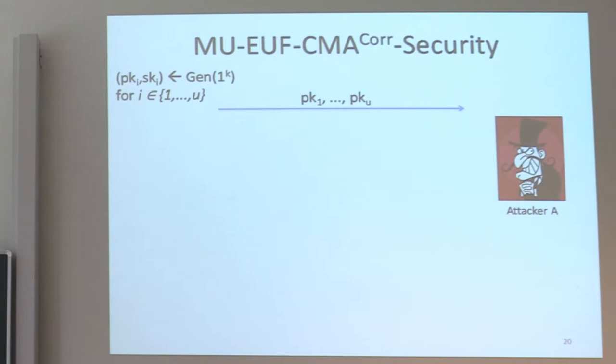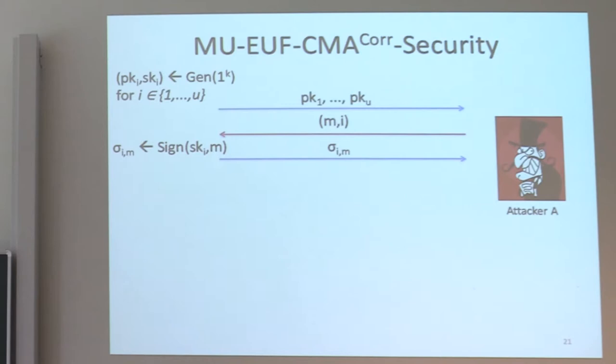And now the adversary is allowed to ask two different types of queries. So the first one are signing queries, and this means the attacker outputs a message m and an index i. The index i points to one of these public keys here. And then the challenger would use the corresponding secret key to sign the message and return the signature. Okay, this is a standard signing oracle that you know from UF-CMA security.